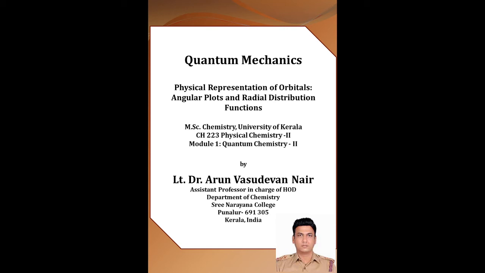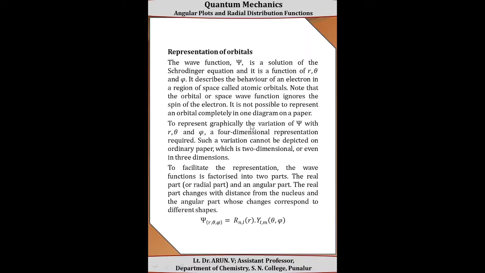The topic is the physical representation of orbitals. That is the angular part of the wave function and also the radial distribution functions. We know that the wave function psi is a solution of the Schrodinger equation and it is a function of r, theta and phi. And this wave function describes the behavior of an electron in a region of space that is called atomic orbitals. Here the wave function or orbital or space wave function ignores the spin of the electron.